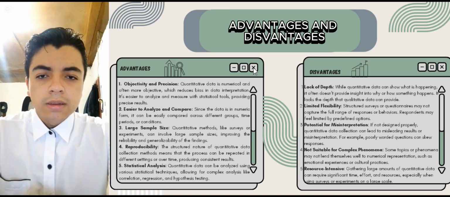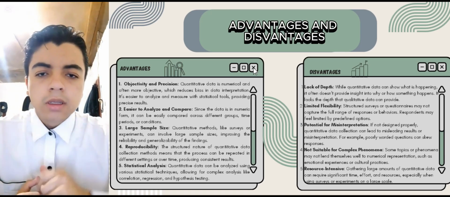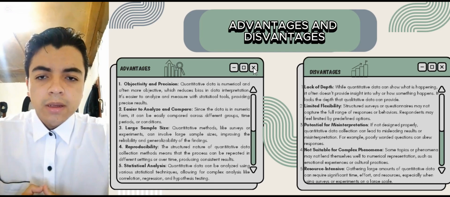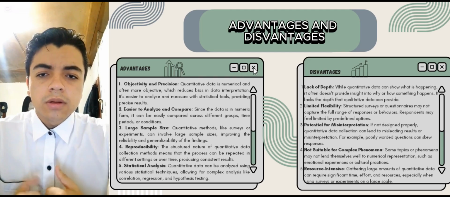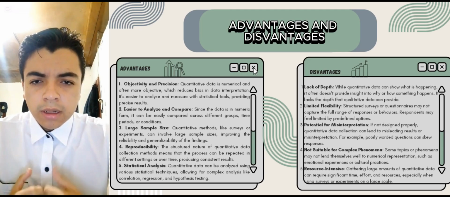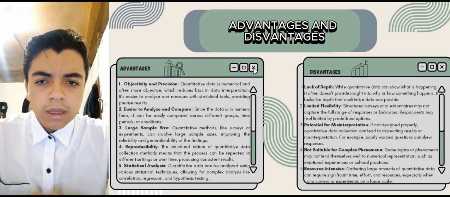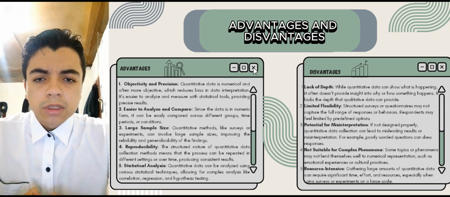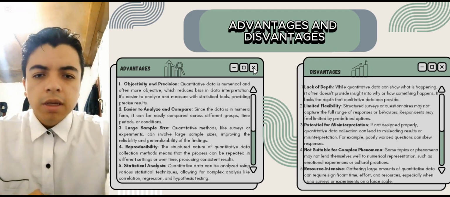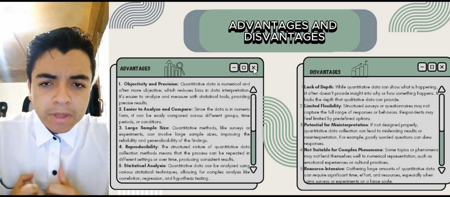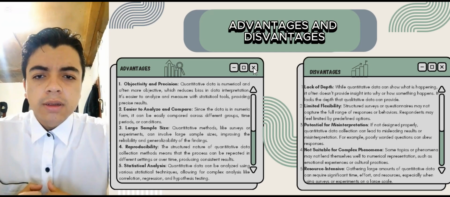Since the data is in numerical form, it can be easily compared across different groups, time periods, or conditions. Large sample size. Quantitative methods like surveys or experiments can involve large sample sizes, improving the reliability and generalizability of the findings. Reproducibility. The structured nature of quantitative data collection methods means that the process can be repeated in different settings and over time, producing consistent results.